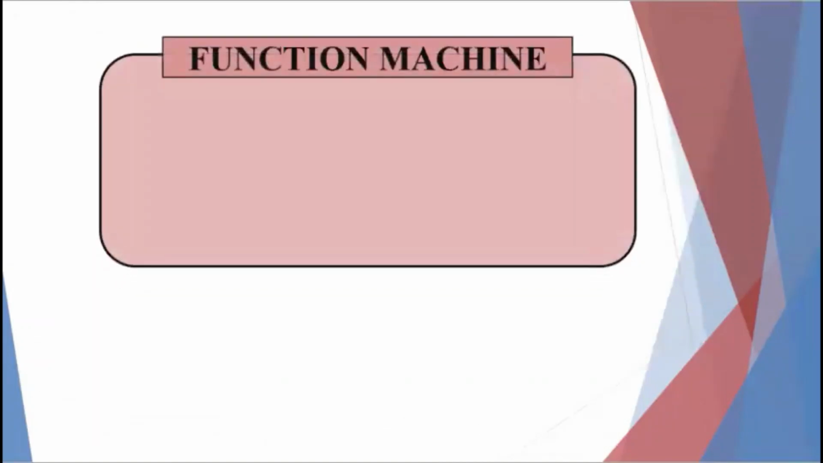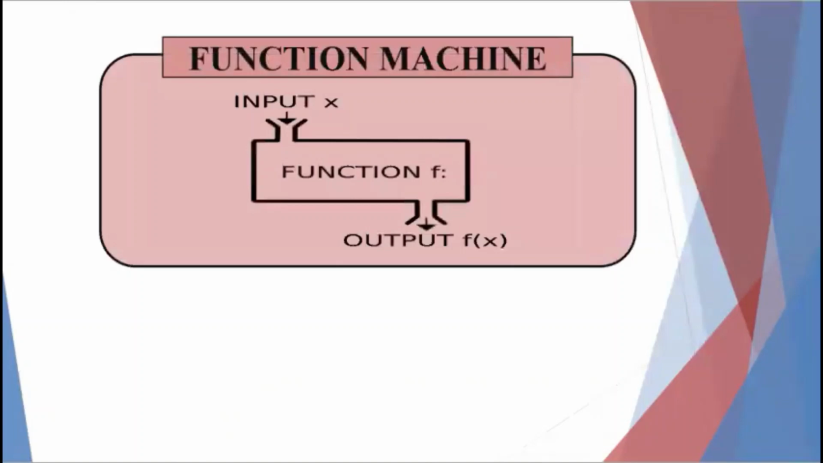Let us now proceed to the function machine. Our function machine will have an input, the function, and an output. Input is your x, and output is your f of x, which is also referred to as the y in our equation. Input is the one that you put in a function, and output is the result.